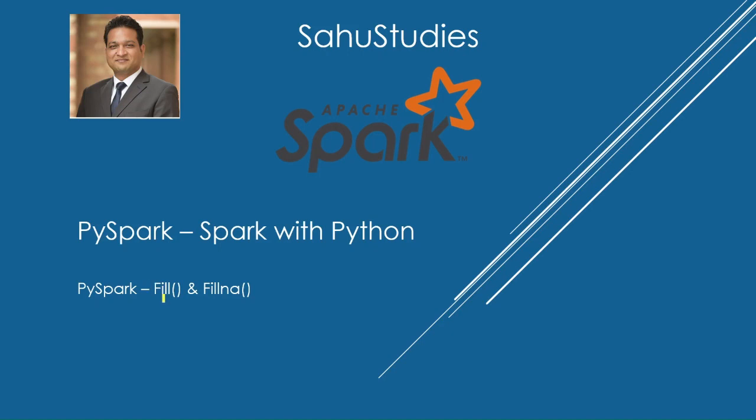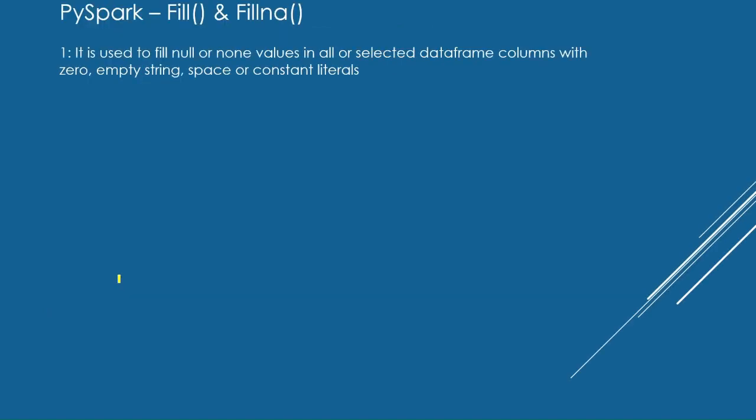In this video, we are going to see how fill function and fillna function work in PySpark. So why do we use fillna and fill function? Both are used to fill null values or none values in all or selected data frame columns with zero, empty string, space or constant literals. So we can fill with zero, empty string, space and constant value.